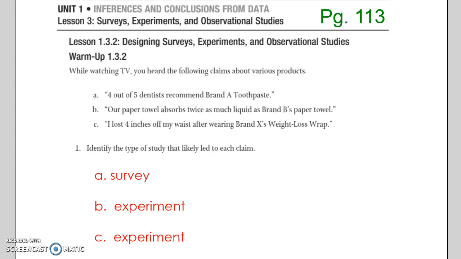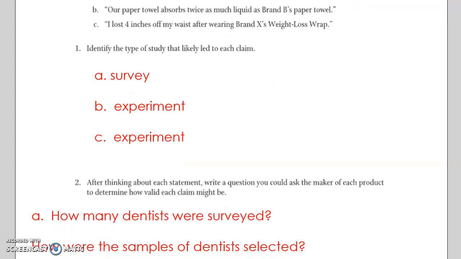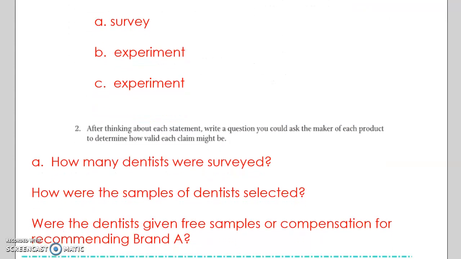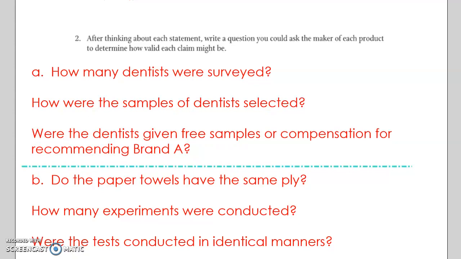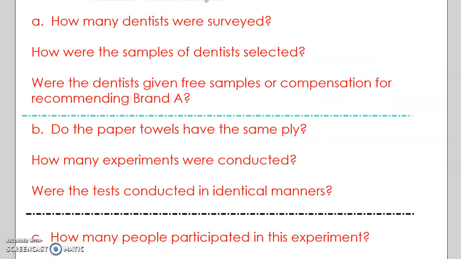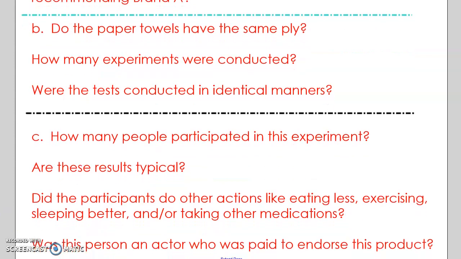All right, so here's some of my answers. So this is how I would classify claim A, B, and C. And here are some questions that I came up with that would cause us to question what claim A states. Here are some questions that pertain to claim B. Here are some things I would want to know. I'm sure you could think of others. Again, these are just some examples.